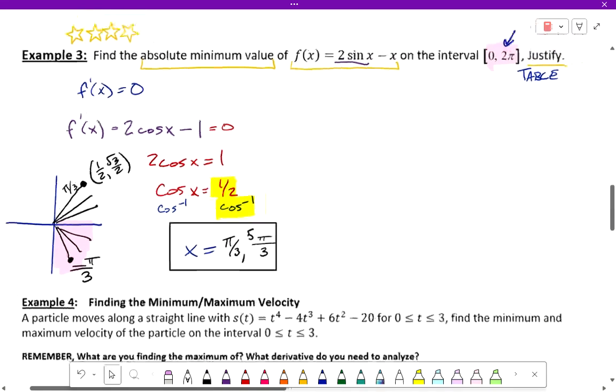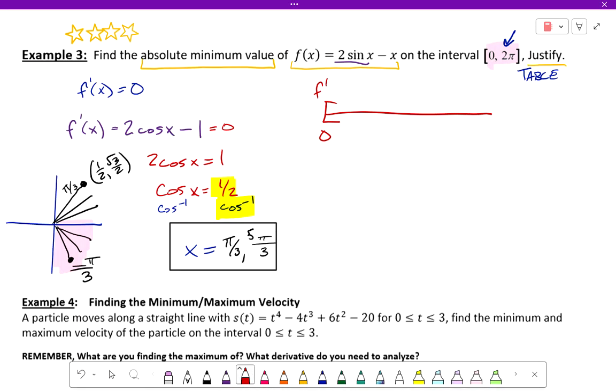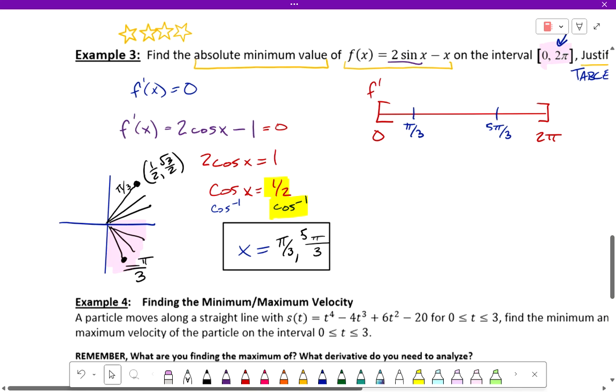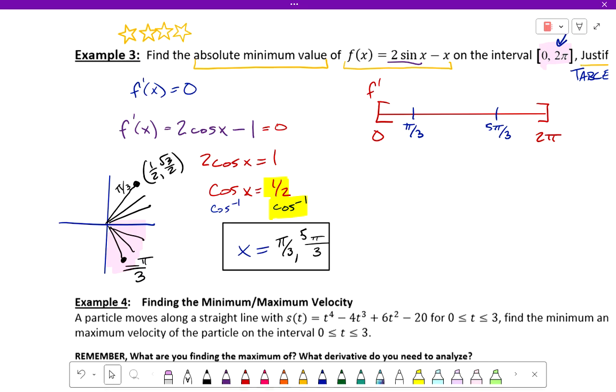Great. Once we have them, let's throw them on a sign chart. I'm going to make an f prime sign chart. I'm capped in, so I'm going from 0 to 2 pi, and I'm going to plot pi over 3 and 5 pi over 3. Are my signs going to alternate here? Yeah, nothing's squared, so I think the signs are going to alternate. I need to pick a number to plug in that's in between. What would be a good value to plug in here? You could plug in pi over 2. I'm going to plug in pi because I think pi is pretty easy. But yeah, there are a lot of good answers here. So pi would fall between those two.